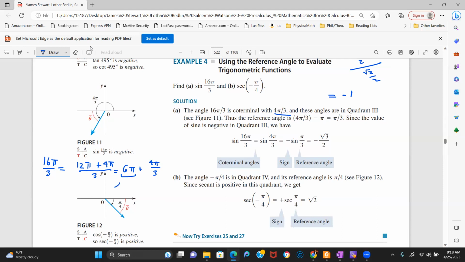So this 6 pi means go around the circle 3 times, because 6 pi is the same thing as 3 times 2 pi, and 2 pi means go around the circle once. So this implies that you can just ignore the 6 pi, and it will say that 16 pi over 3 and 4 pi over 3 are coterminal.